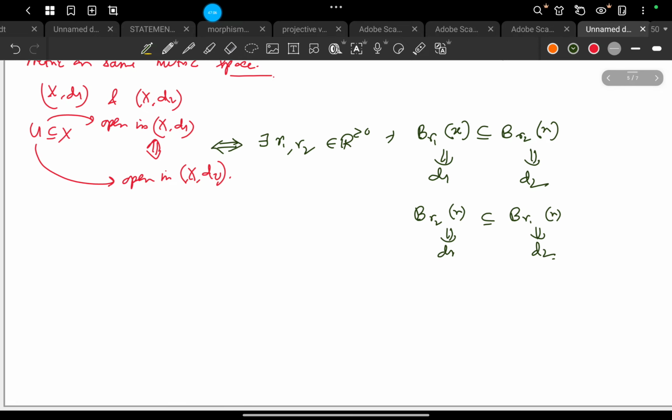So as an example, suppose V be a normed linear space over R or C. Then we have one norm and two norm.